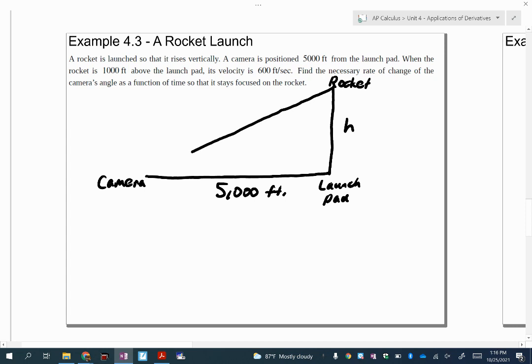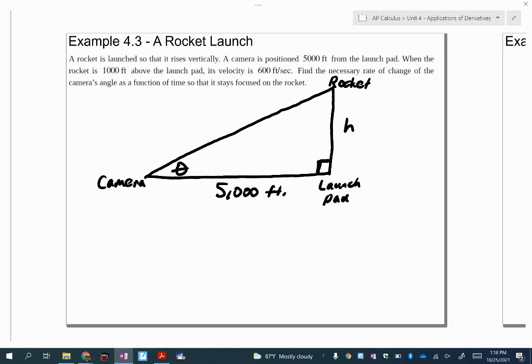And then you can see this creates a right triangle. Okay, now I've already labeled h for the height of the rocket as it rises vertically above the launch pad, but I'm also going to use another variable, and that variable is going to be theta, which is the angle between the camera and the launch pad.